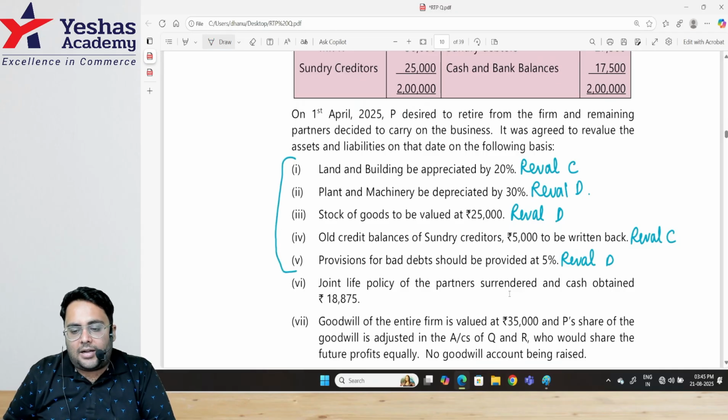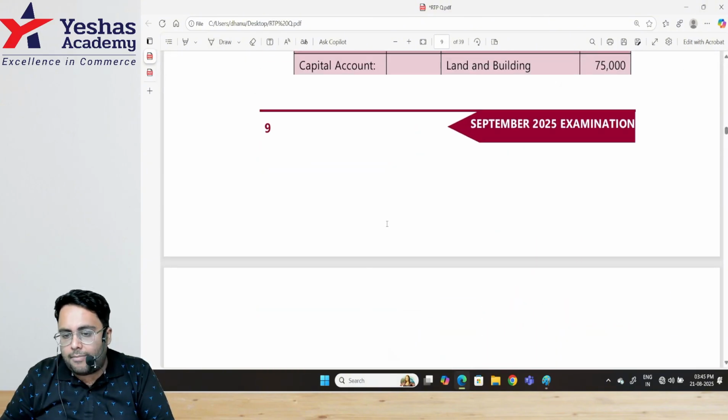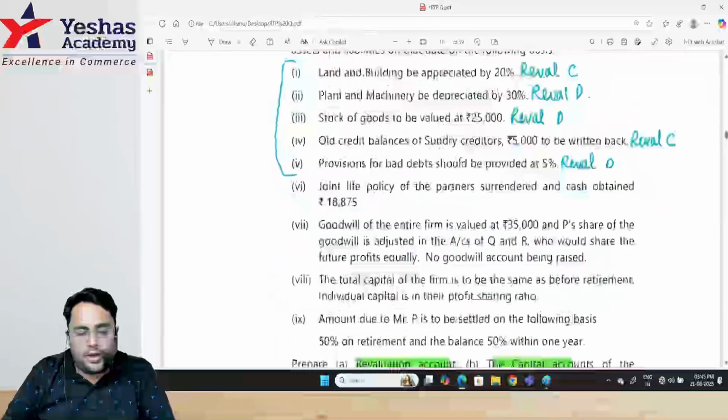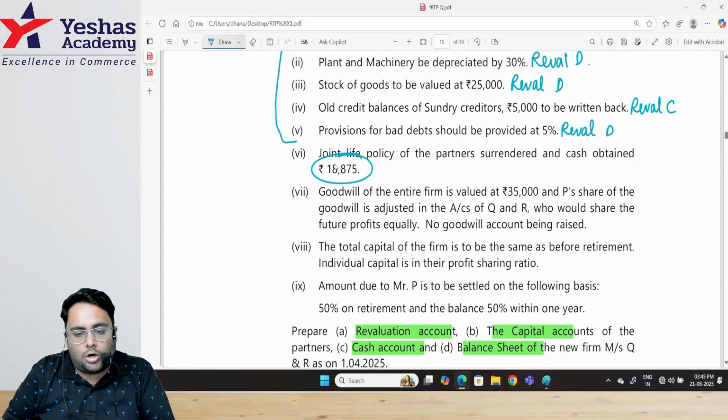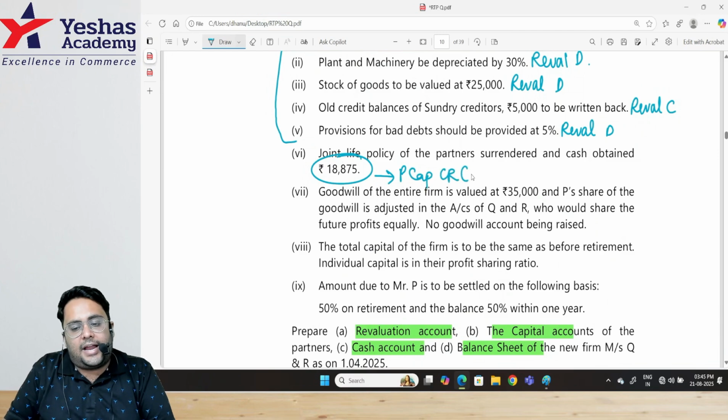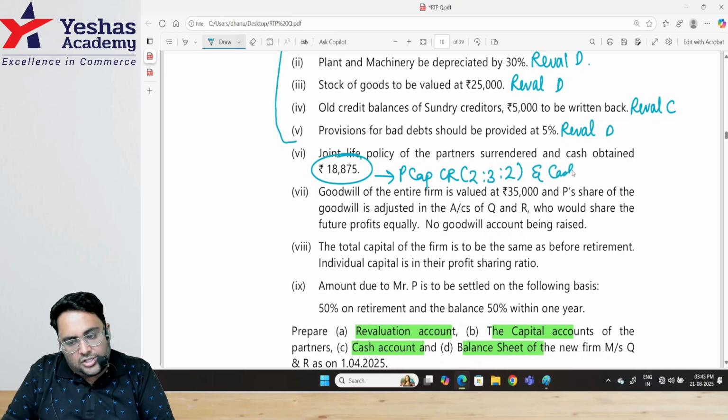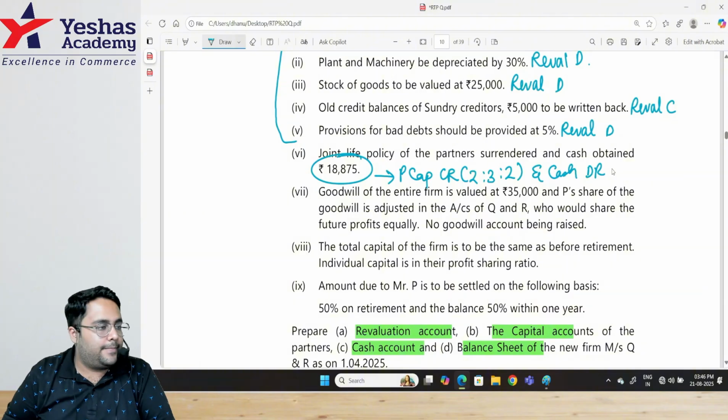Joint life policy of the partners surrendered, cash obtained 18875. Do we have JLP in our balance sheet? No, sir. So entire amount of 18875, what will you do? Partners capital account credit side in the ratio 2 is to 3 is to 2, and it will go in your cash account on the debit side.